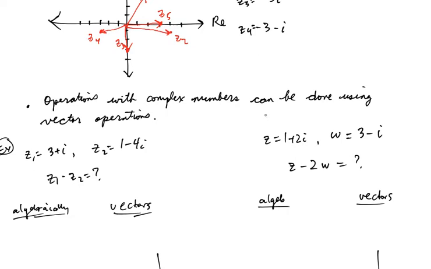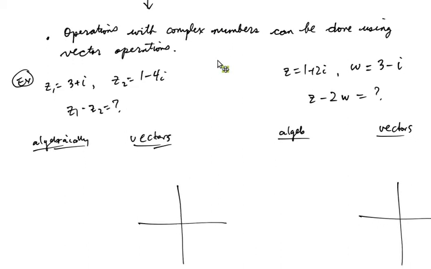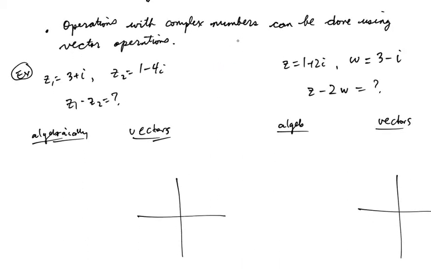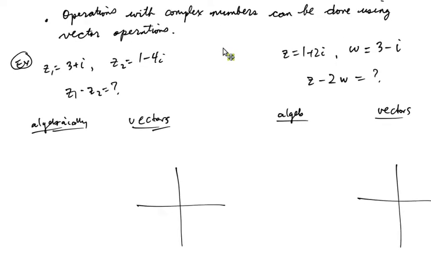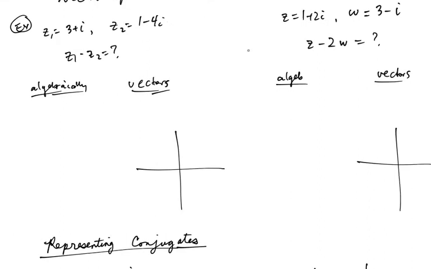Operations with complex numbers can be done using vector operations. It's pretty much the same. Since we can represent complex numbers as vectors, we can apply the same operations on these complex numbers that we would if they were just regular vectors. So let's look at this example here. If z1 is 3 plus i and z2 is 1 minus 4i, let's use both algebra and vector methods to find out what z1 minus z2 is.